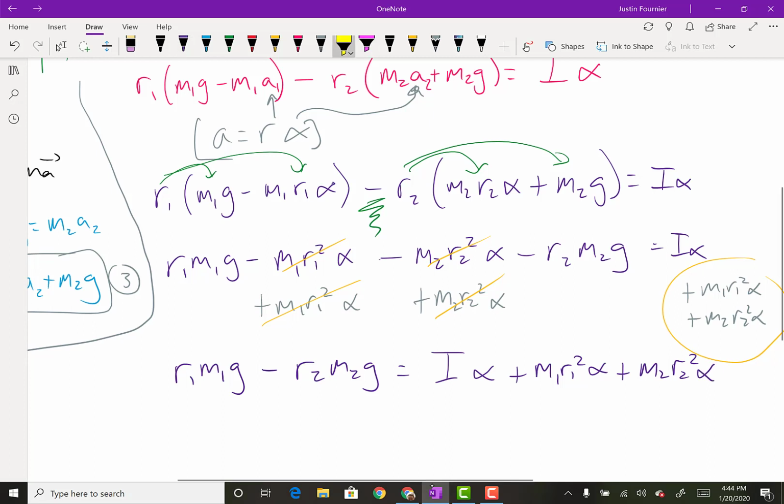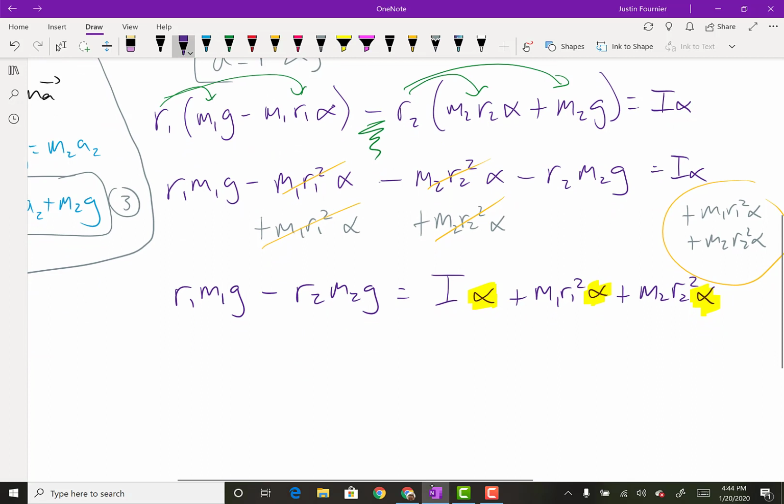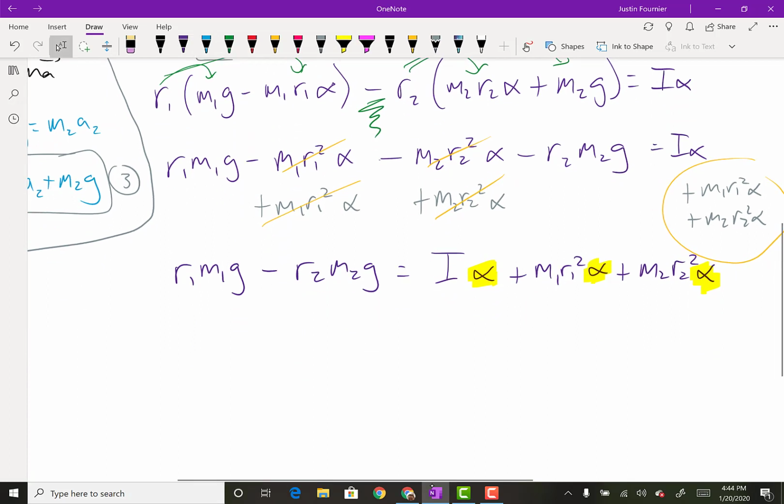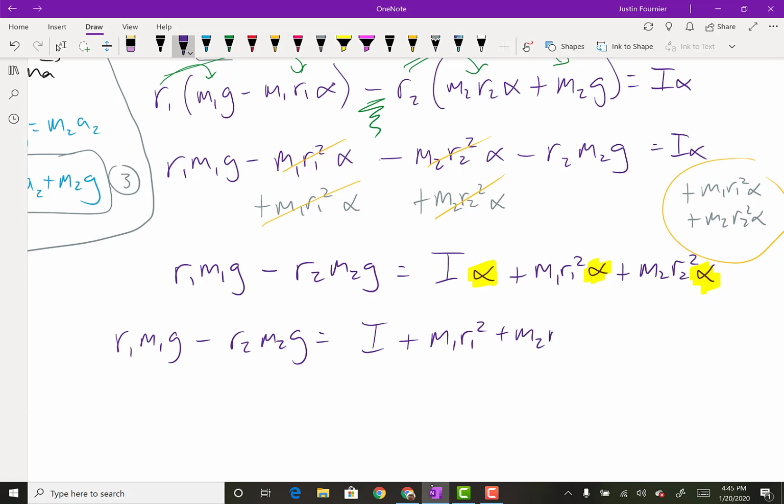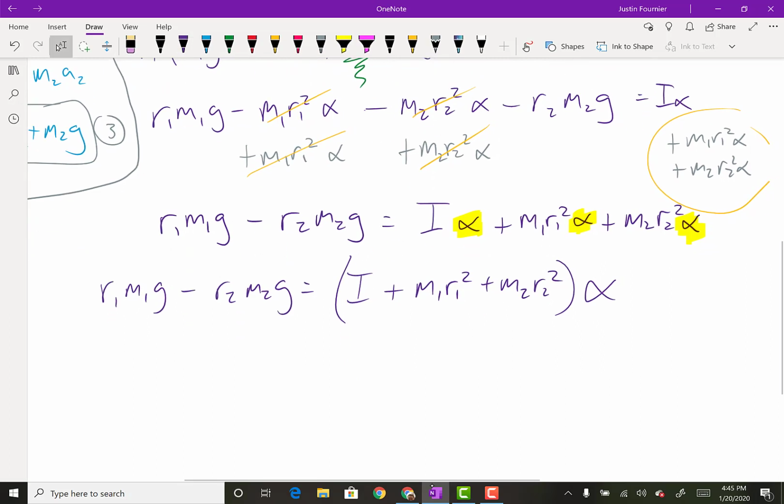All right, so I got alpha here and here and here. So I'm going to pull alpha out and then divide by whatever I have left over. So it's going to be R1M1G minus R2M2G equals the moment of inertia that they gave me of the pulley plus M1R1 squared plus M2R2 squared, times alpha. Almost there. And then it's all good from here.